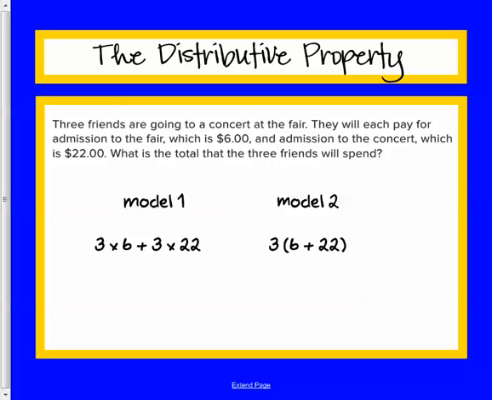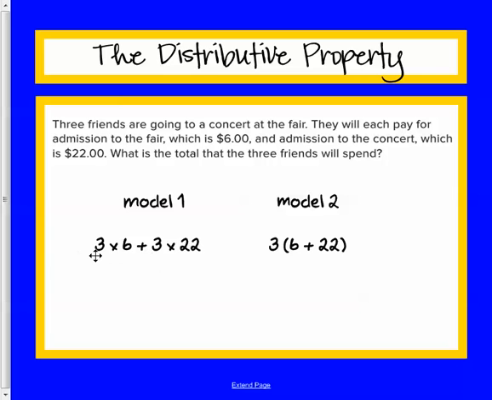Hey guys, today we are talking about the distributive property. 3 friends are going to a concert at the fair. They will each pay admission to the fair, which costs $6, and admission to the concert, which is $22. What is the total that 3 friends will spend?